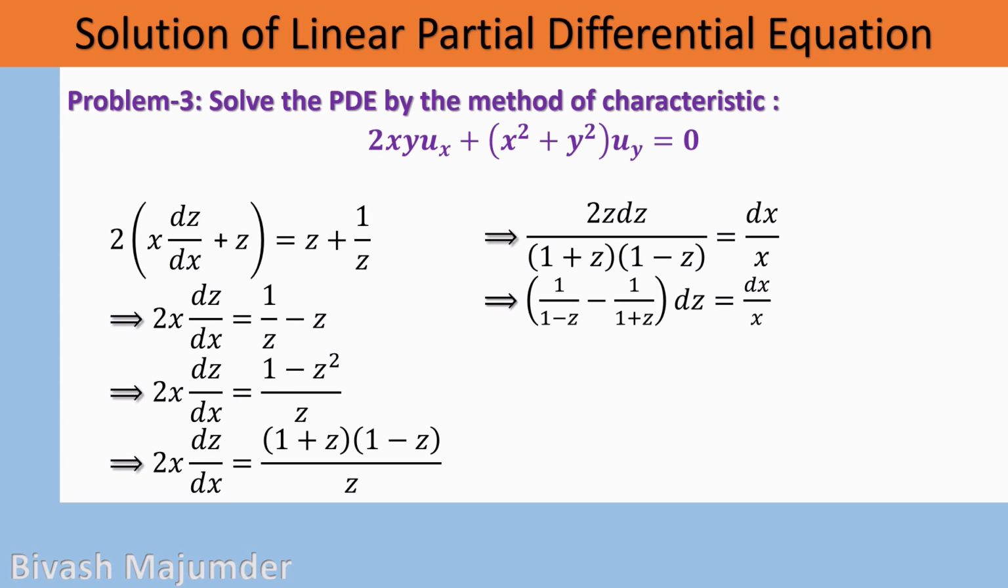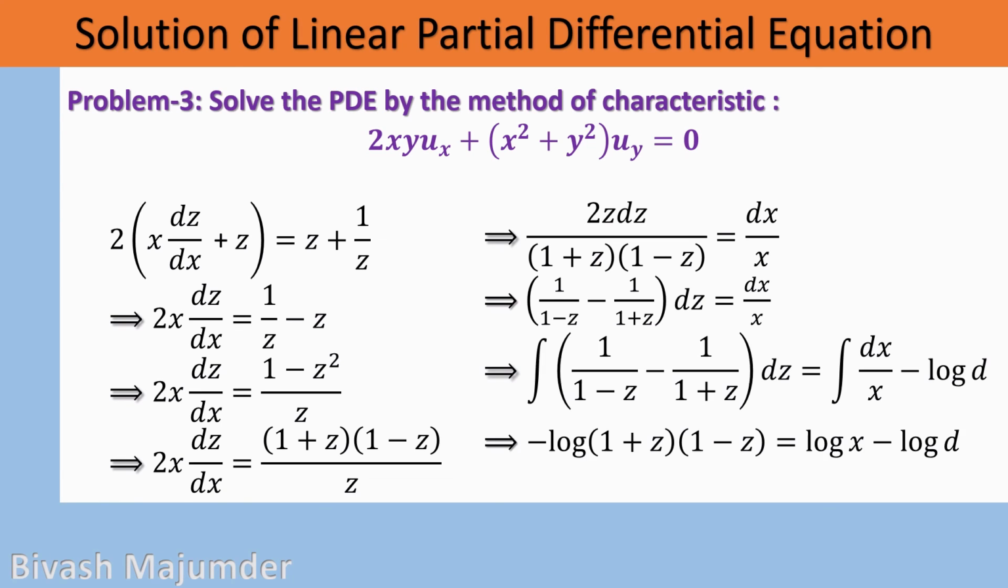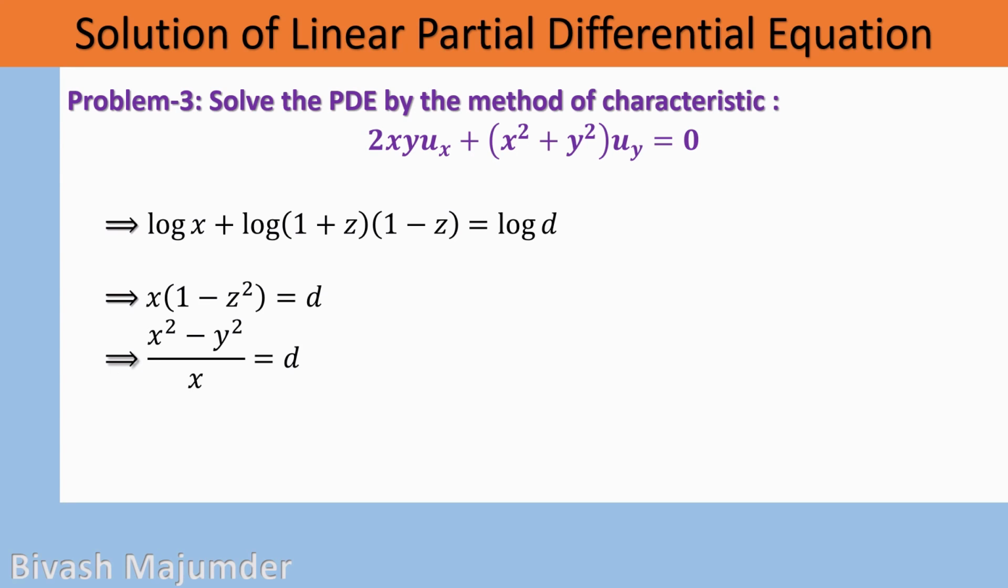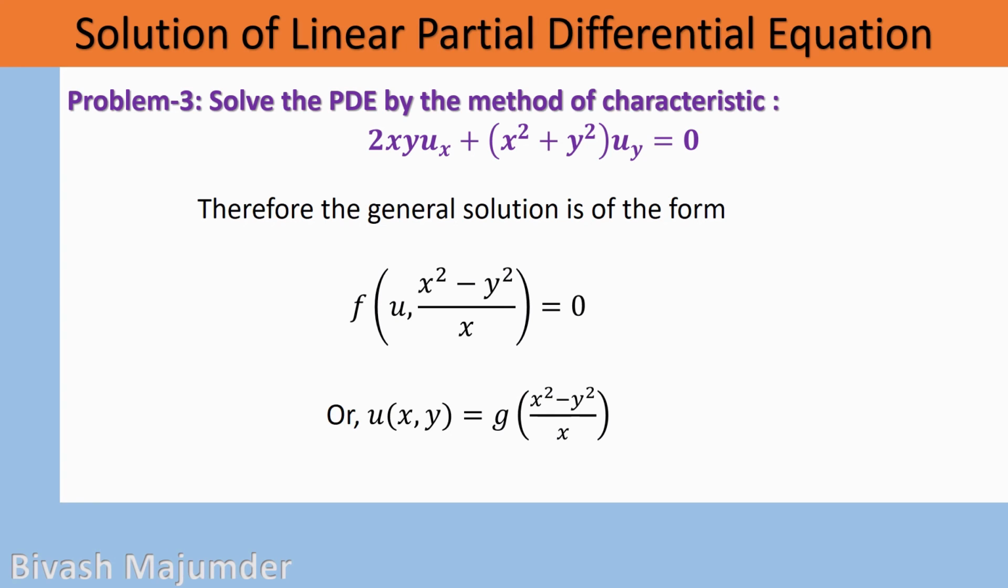Which implies (1 by 1 minus z minus 1 by 1 plus z) dz equals dx by x. Integrating both sides, minus log of (1 minus z)(1 plus z) equals log x minus log d, where d is a constant. Simplifying, finally we get x square minus y square by x equals d. Finally, the general solution is f of u, x square minus y square by x, or it can be written as u(x,y) equals g of x square minus y square by x.